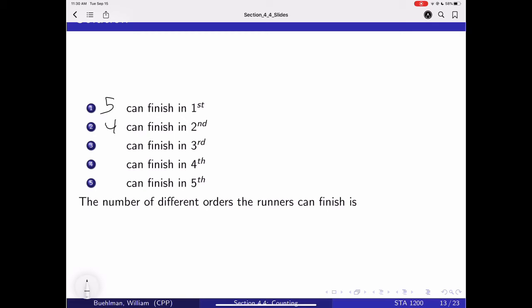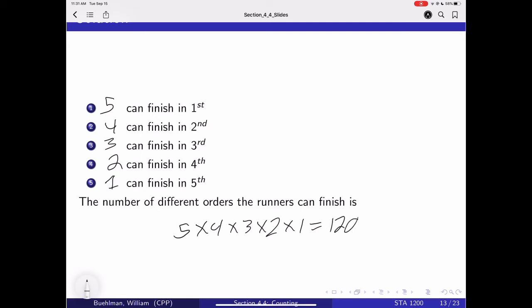Once that person finishes, there's only 3 left that are able to finish in third. Once that person finishes, there's only 2 left who are able to finish in fourth. And once that person finishes, there's only 1 person left who can finish in fifth. The number of different orders that the runners can finish is 5 times 4 times 3 times 2 times 1, which is equal to 120.